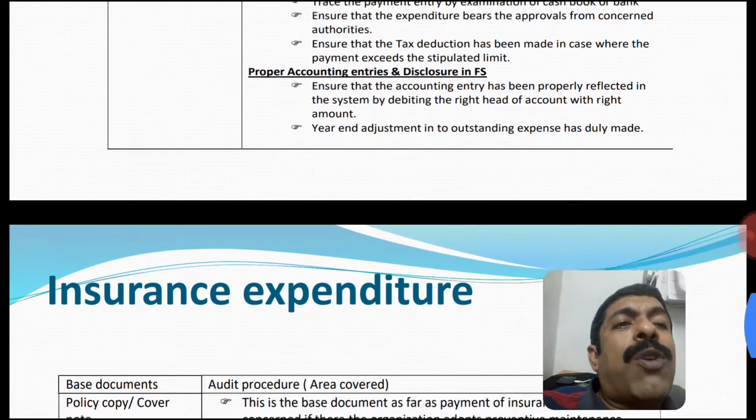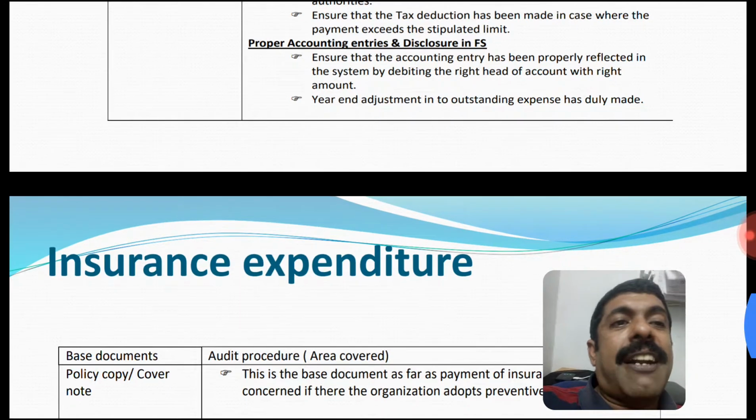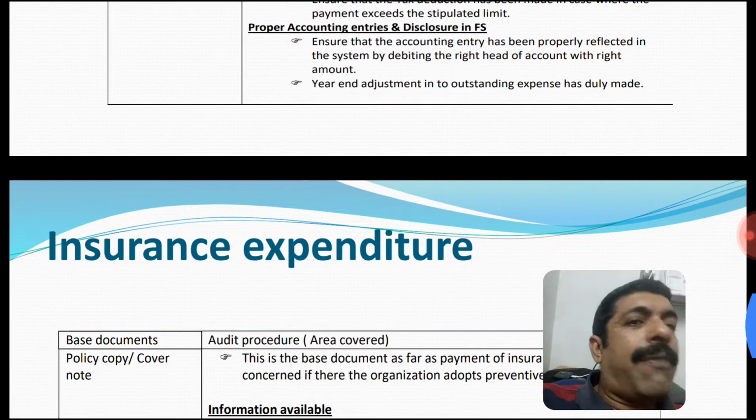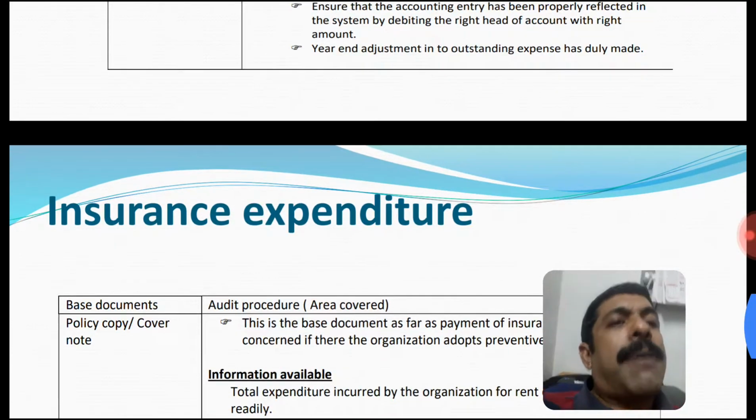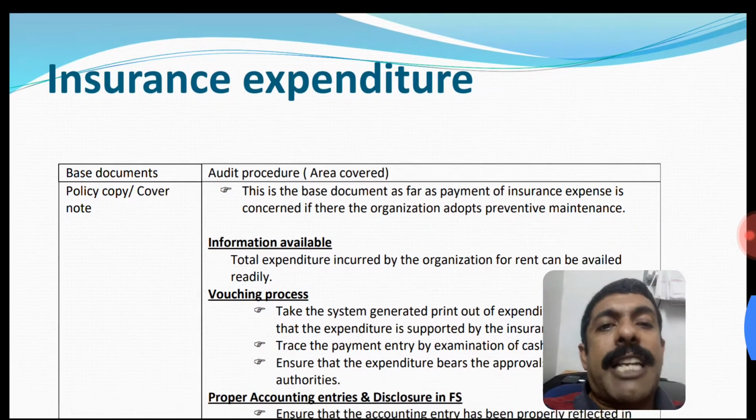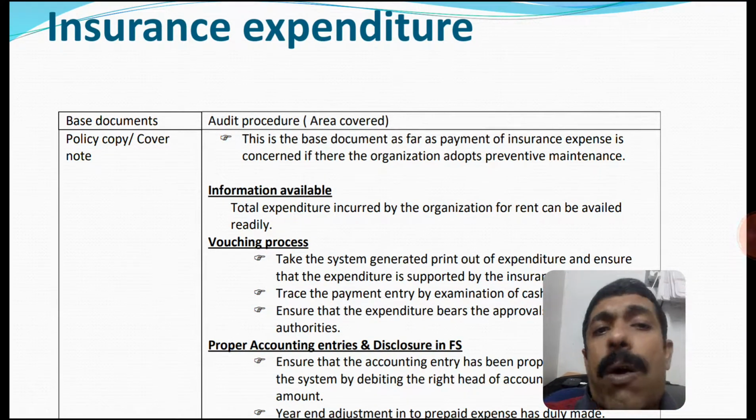Then ensure that the proper accounting entry has been reflected in the system by debiting the right head with the right amount. That means the rent account debtor to landlord. Year-end adjustment is the common point. And insurance expenditure: policy copy or cover note.